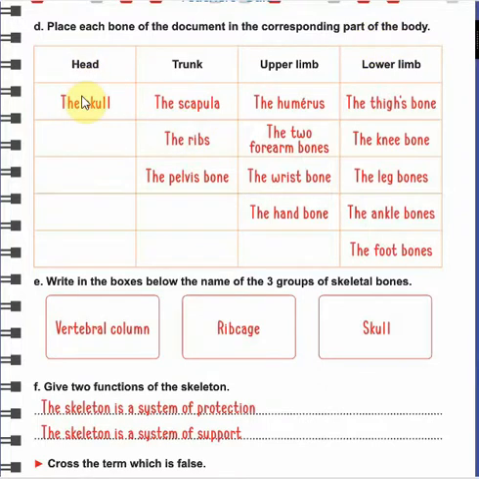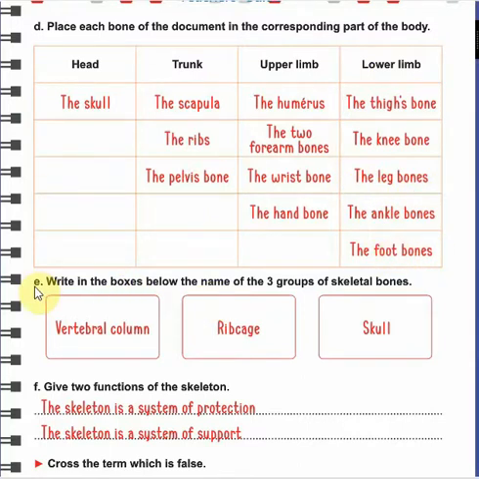In the head, we have the skull. In the trunk, the scapula, the ribs, the pelvis bone. In the upper limb, we have the humerus, the two forearm bones, the wrist bone, and the hand bone. In the lower limb, we have thigh bone, knee bone, leg bones, ankle bones, and the foot bones.